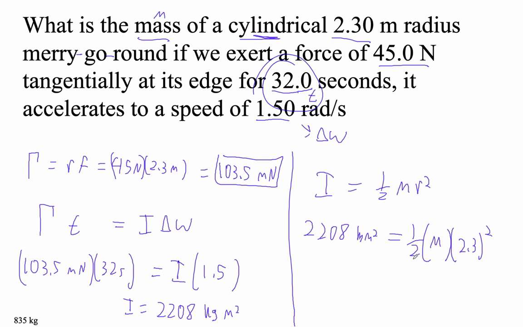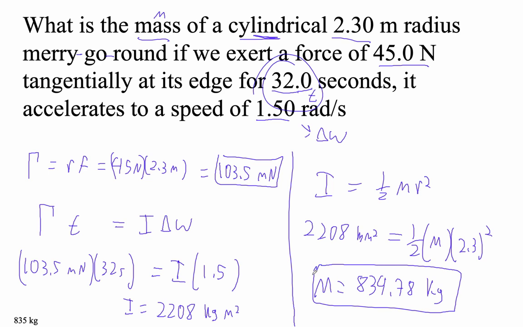Let's see if we can solve this for mass. I'm going to go 2208 times 2 divided by 2.3 squared, and I'll have the mass. There it is. So my mass is approximately 834.78 kilograms. All right, that's like the mother of all angular momentum problems.